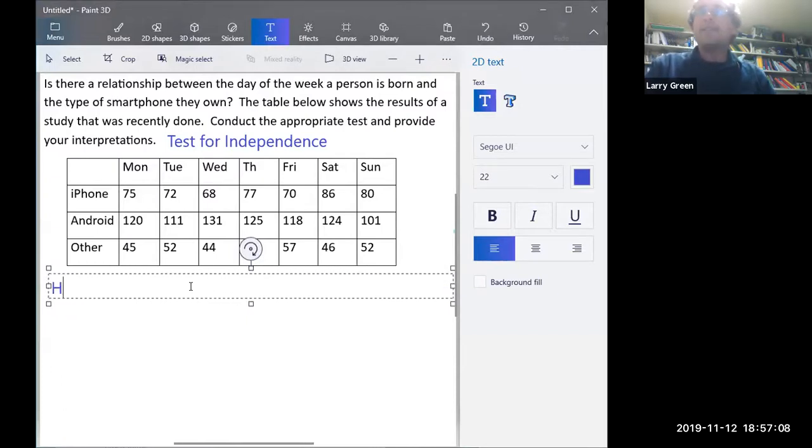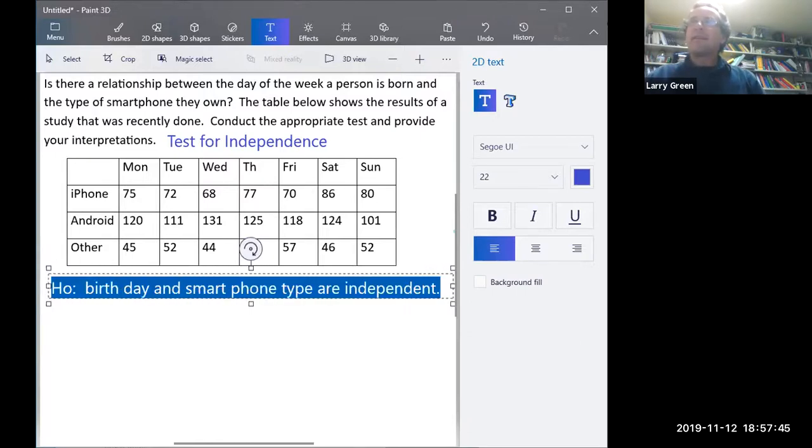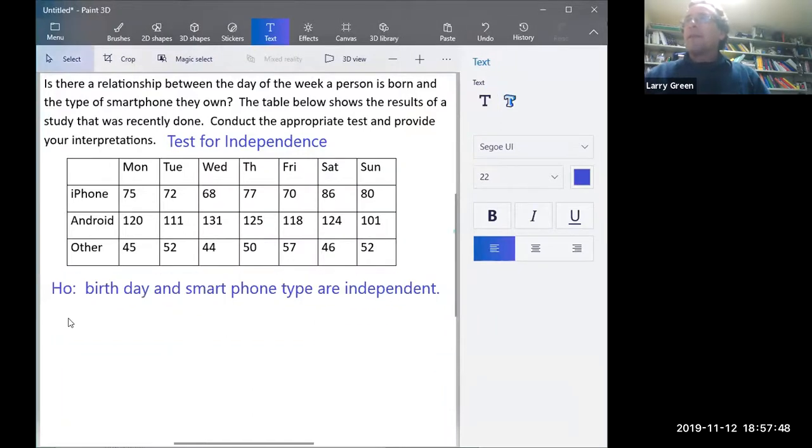First, I'm going to write H naught, and that is a day of, let's see, how about, let's call it birthday, as in two words, because it's the day of the week you were born. Okay, birthday and smartphone type are independent. Any questions on that?